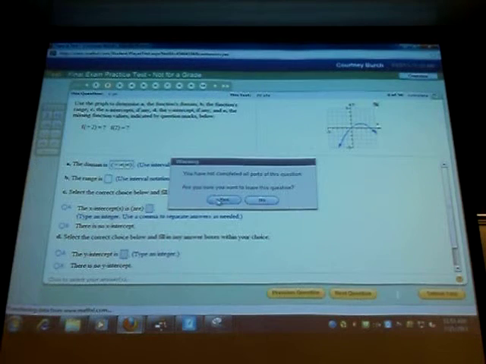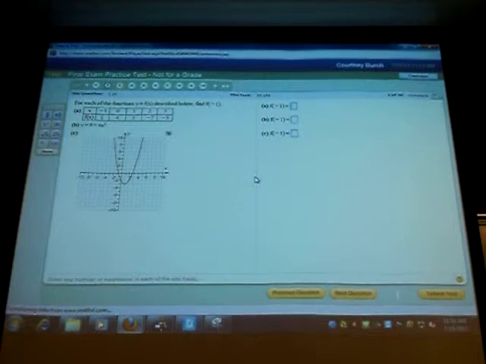Okay, number 3 is 3 separate, not exactly, questions. Part A, you use the table. So for part A, just look at the table. So from the table, f of -1.